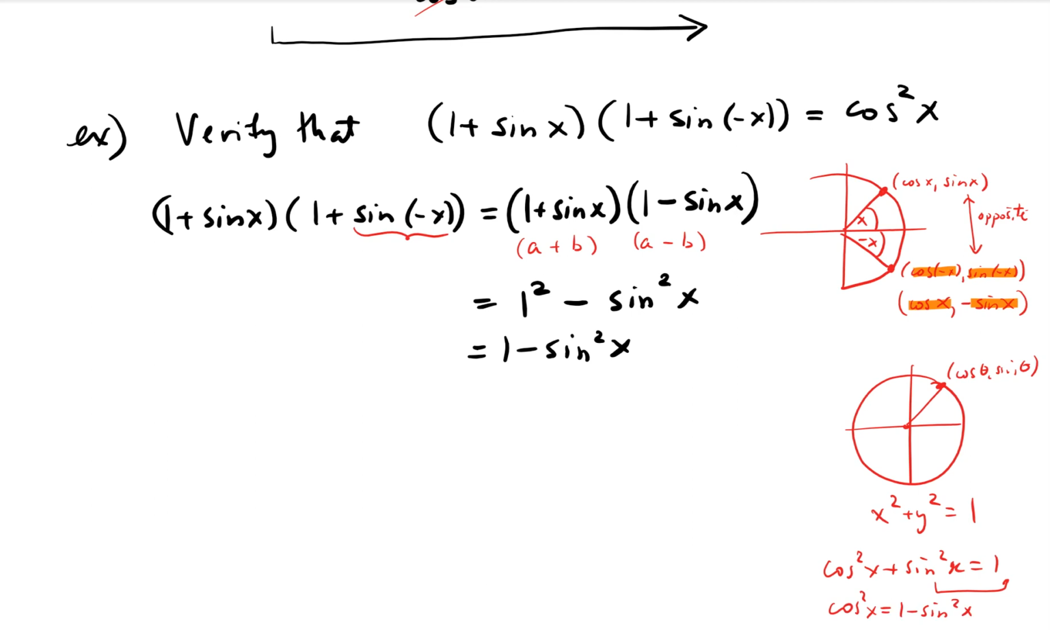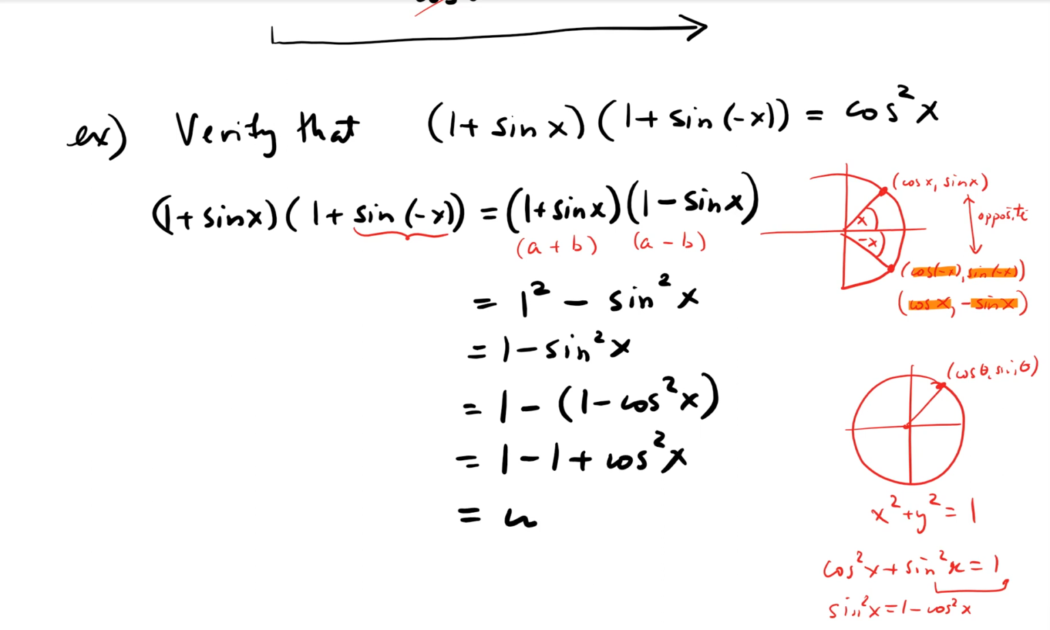Or I could actually say sine squared. Maybe that's even better for my purpose. Sine squared is 1 minus cos squared. So I can replace that in here. Sine squared is 1 minus cos squared. That's a basic Pythagorean identity. So this is going to be 1 minus 1 plus cos squared. And finally, you see I get cos squared of x.